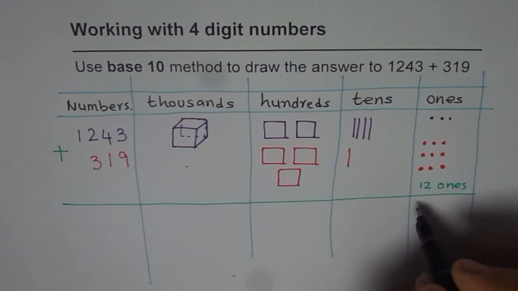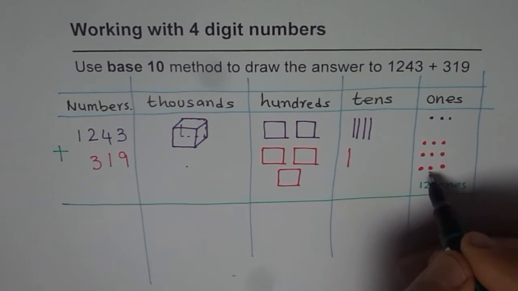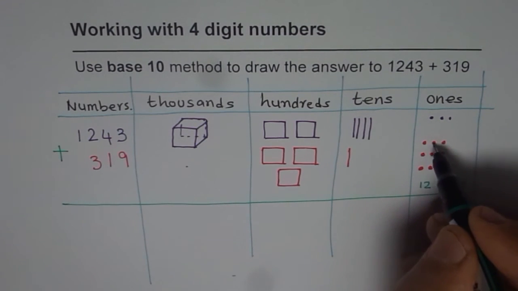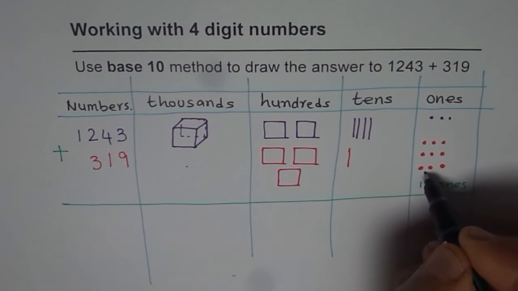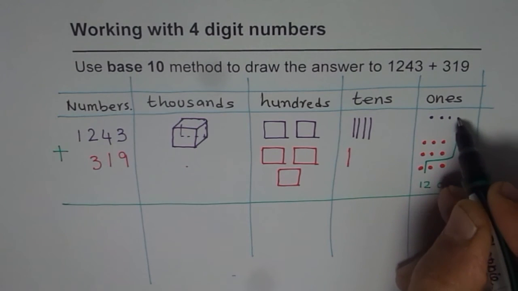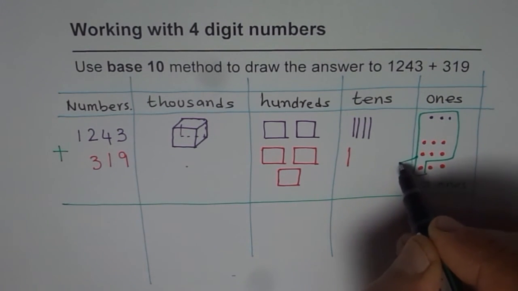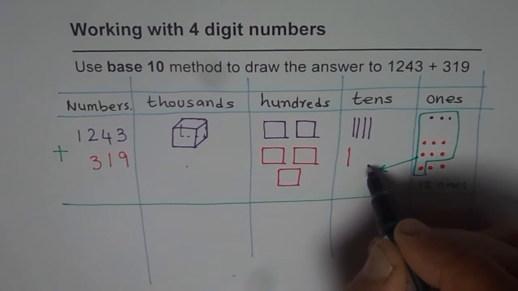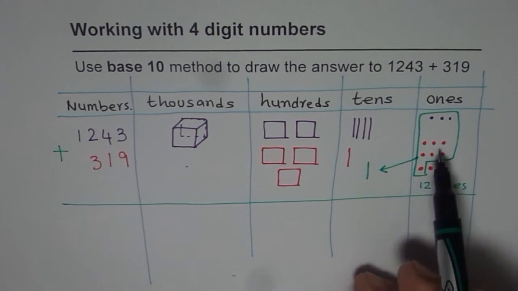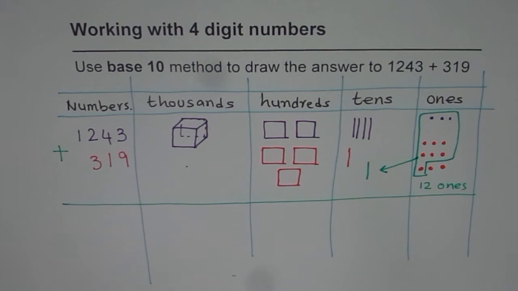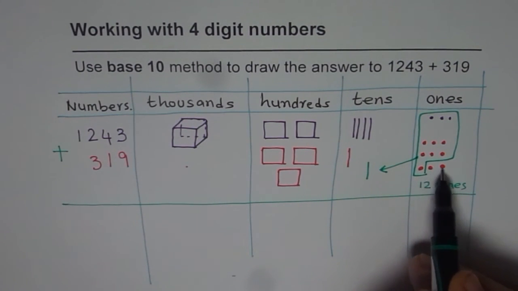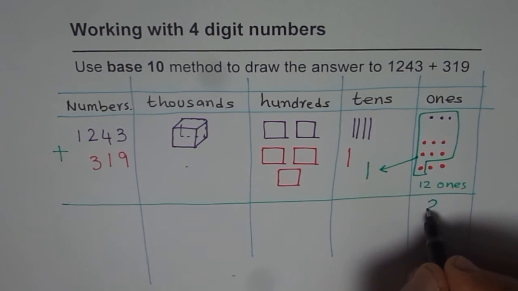What should we do? Well, we can combine 10 of them. So 1, 2, 3, 4, 5, 6, 7, 8, 9, 10. So we can combine these 10 and make them as 1 ten, correct? So bring it here to the tens column, right? So once you bring it here in the tens column, how many ones are we left with? We are left with 2 ones. Let me write 2 ones here now, right?